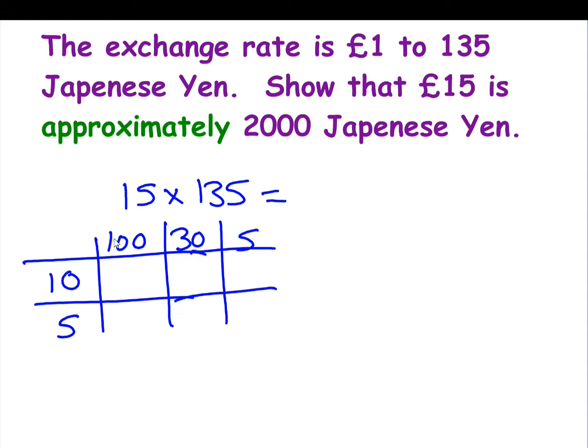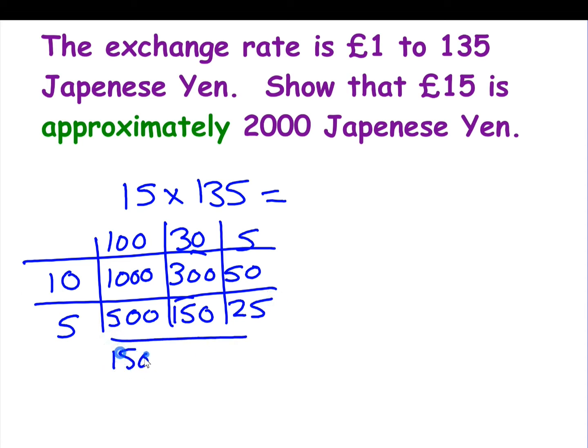So 10 times 100, 1 times 1 is 1, with 3 zeros to infill. 1 times 3 is 3, with 2 zeros. And then finally, 1 times 5 is 5, with just the 1 zero to infill. 5 times 1 is 5, with 2 zeros. 5 times 3 is 15, with the 1 zero. And then 5 times 5 is 25. Add the numbers together. So this is 1500, this is 450, and this is 75.